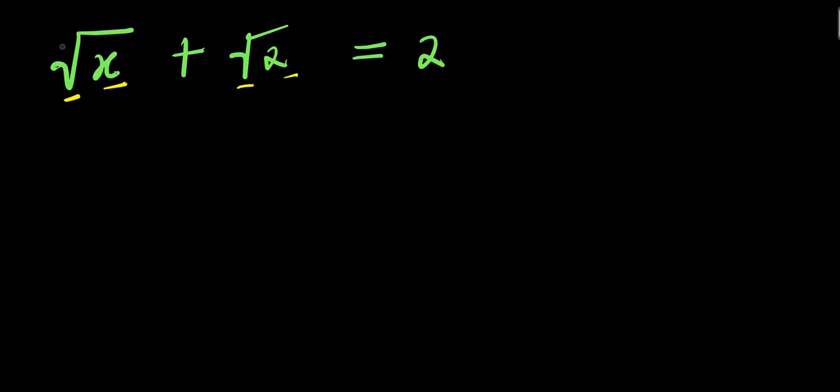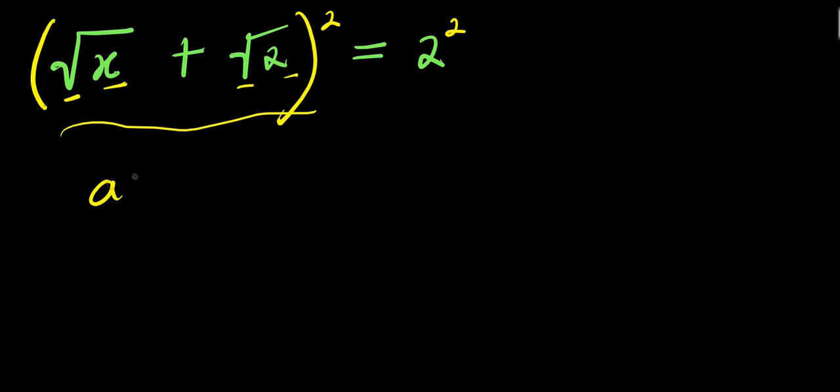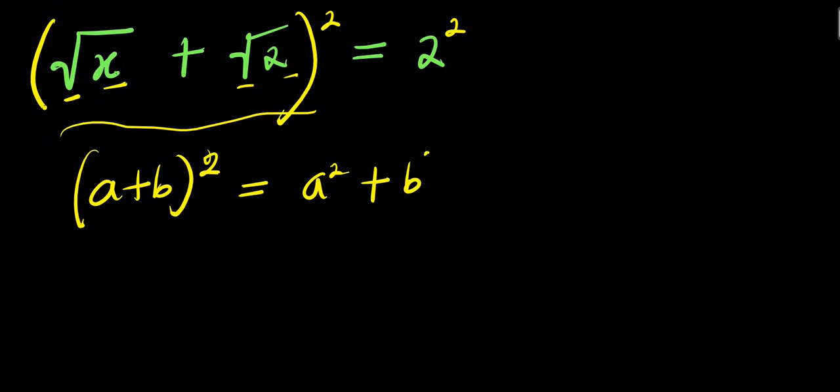Now, I can decide to take the squares of both parts of this equation. So, we need to expand this. If you have a plus b raised to the power of 2, this equals a squared plus b squared plus 2 times ab.